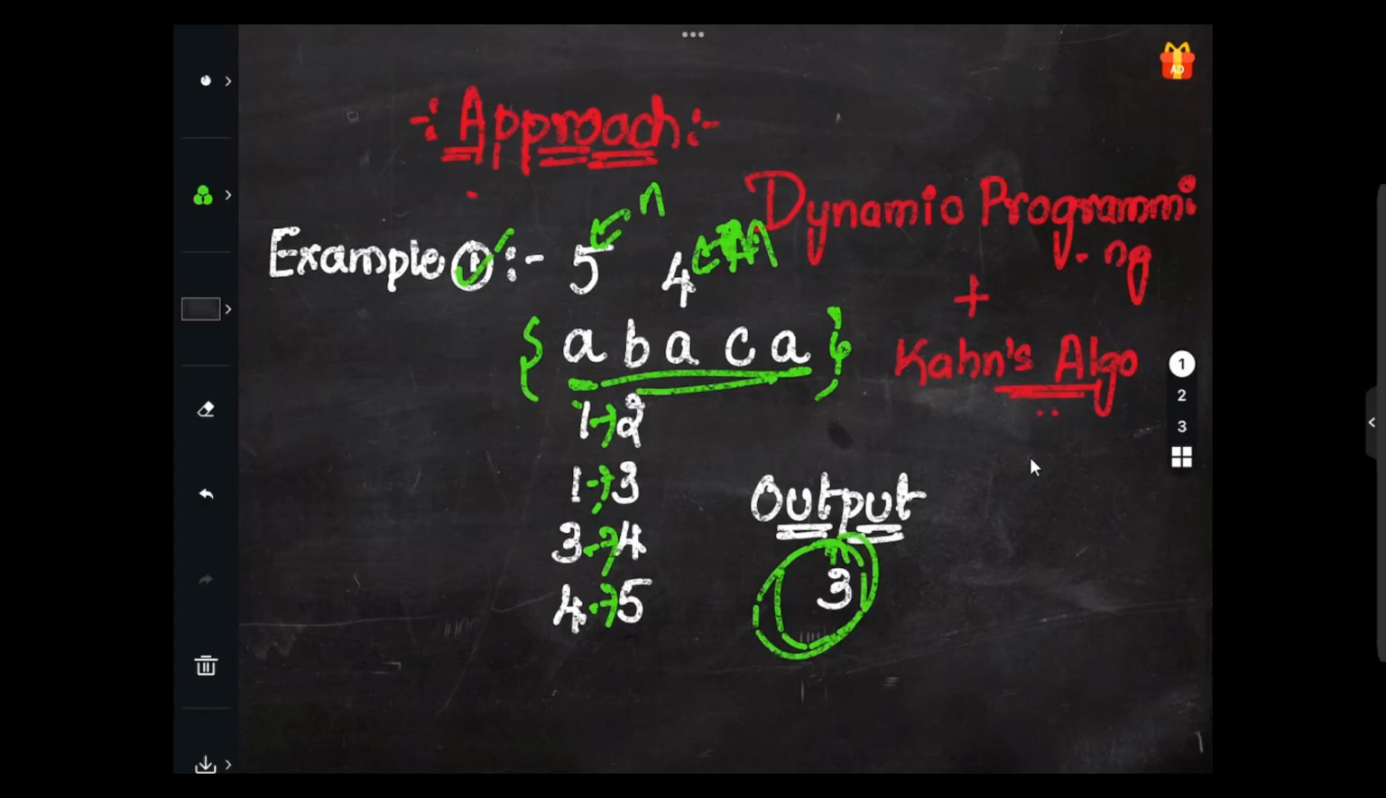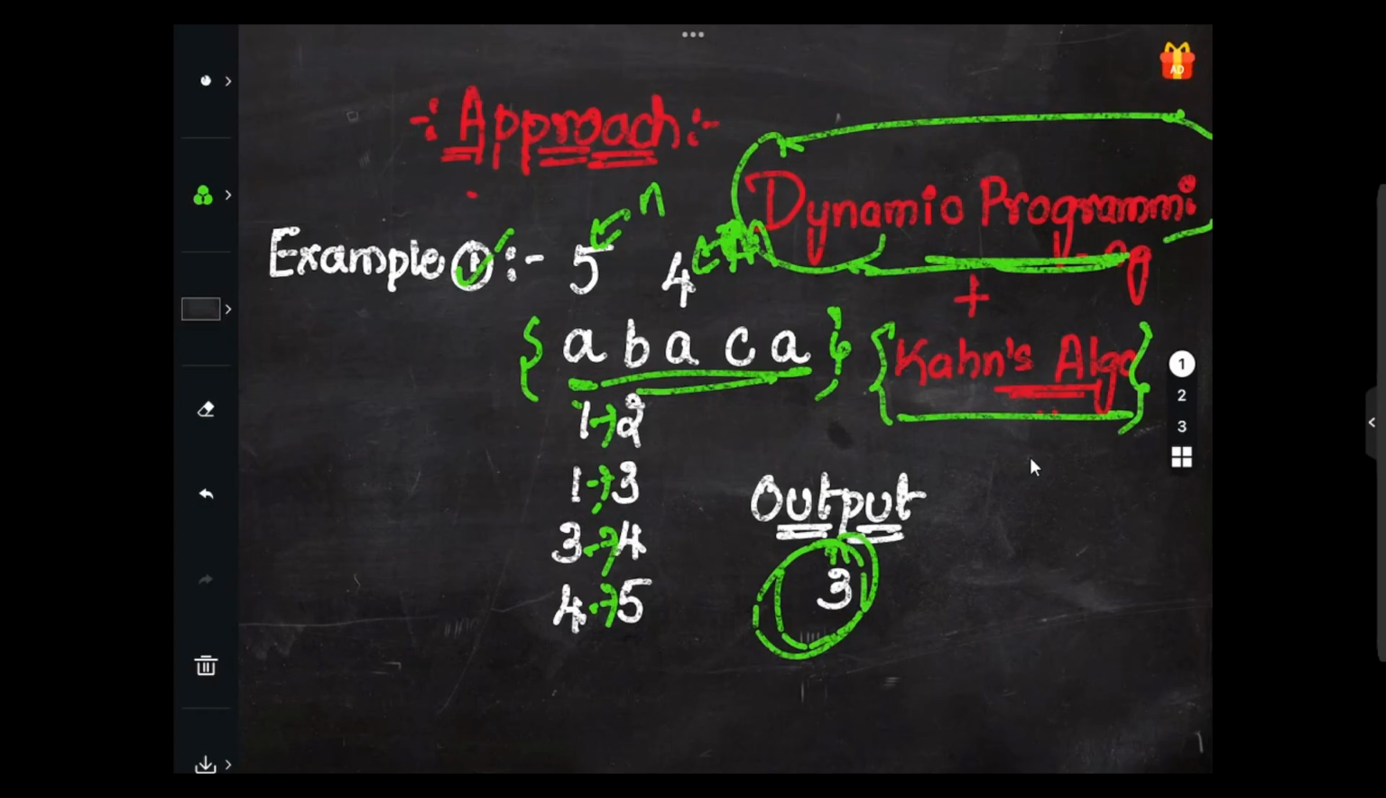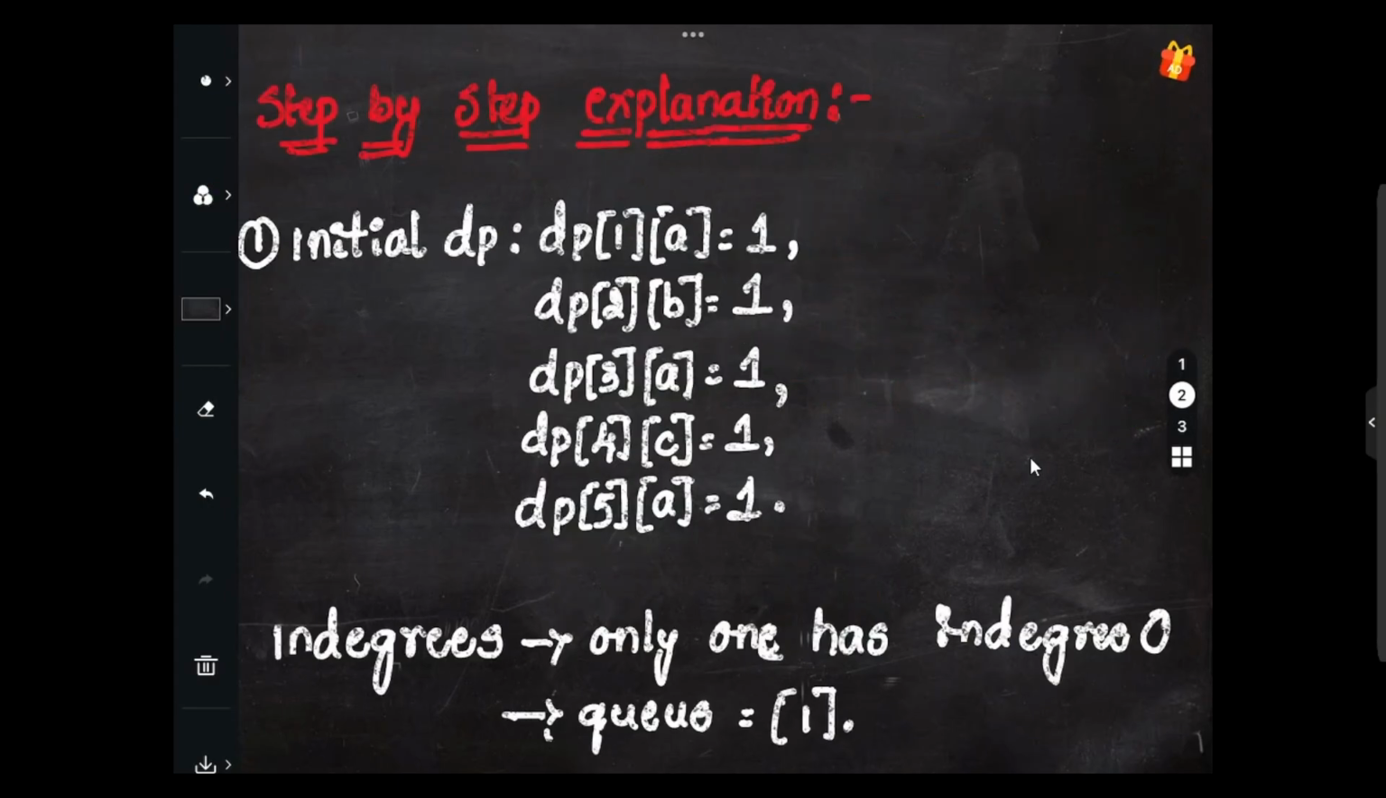Right. So here we will be going with dynamic programming along with topological sorting. Topological sorting is nothing but Kahn's algorithm. So we'll be going with Kahn's algorithm here along with dynamic programming, right? To solve this, just remember we'll be going with Kahn's algorithm along with dynamic programming. So let's move on with the step-by-step explanation here.